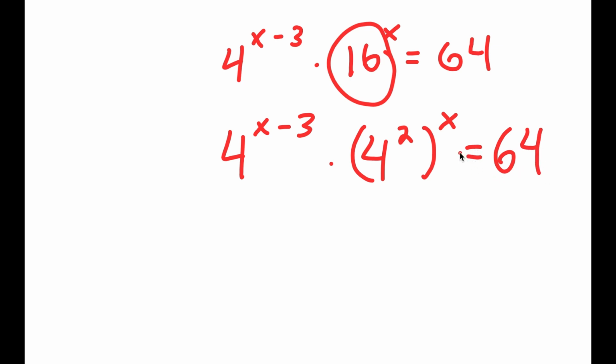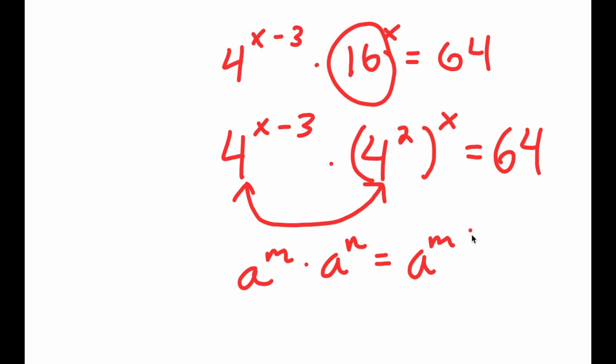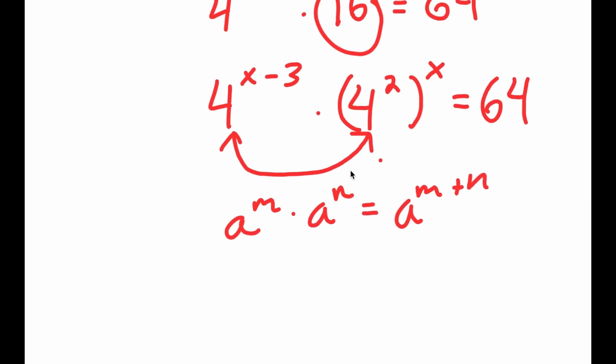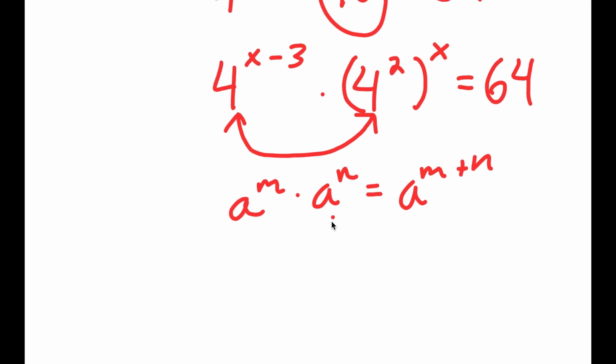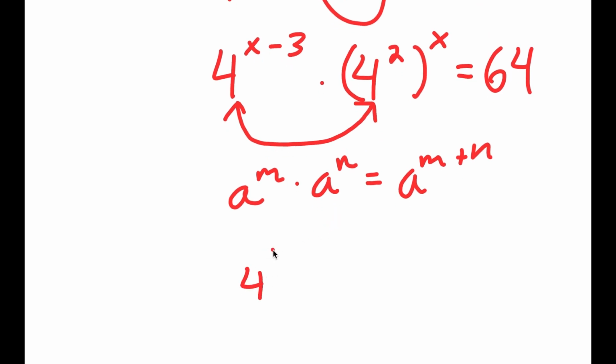And now, because these two have the same bases, if I have something in the form a to the power of m times a to the power of n, this is equal to a to the power of m plus n. And 4 to the power of 2 to the power of x, that's going to equal 4 to the power of 2 times x, or 4 to the power of 2x. So I have 4 to the power of x minus 3 plus 2x is equal to 64.